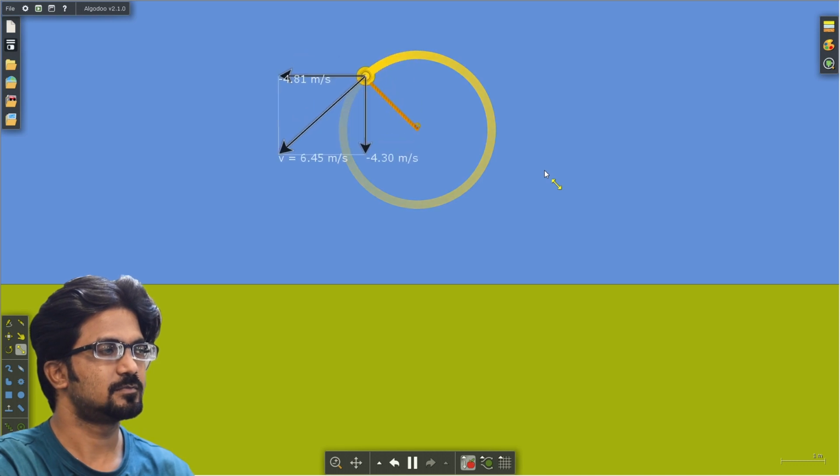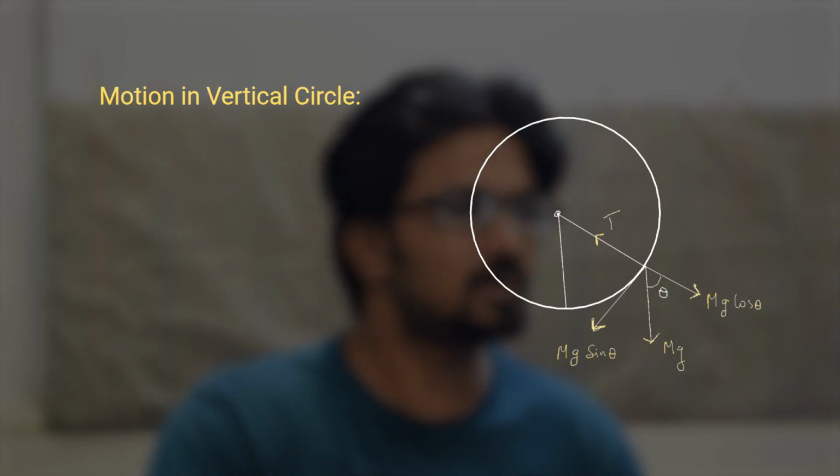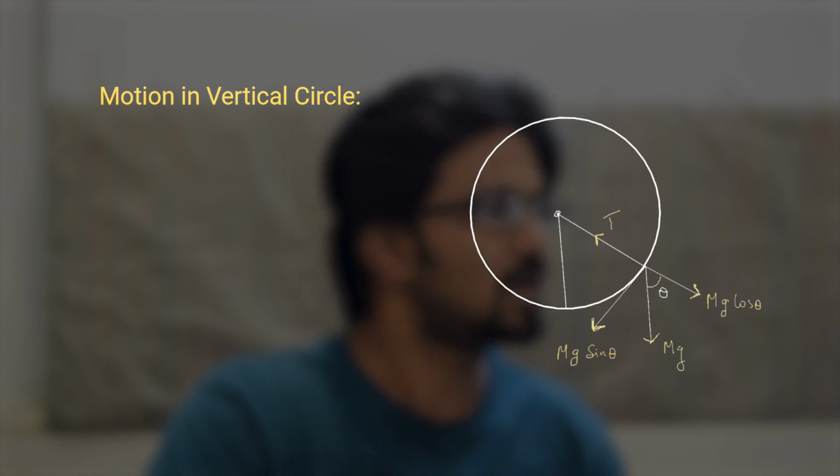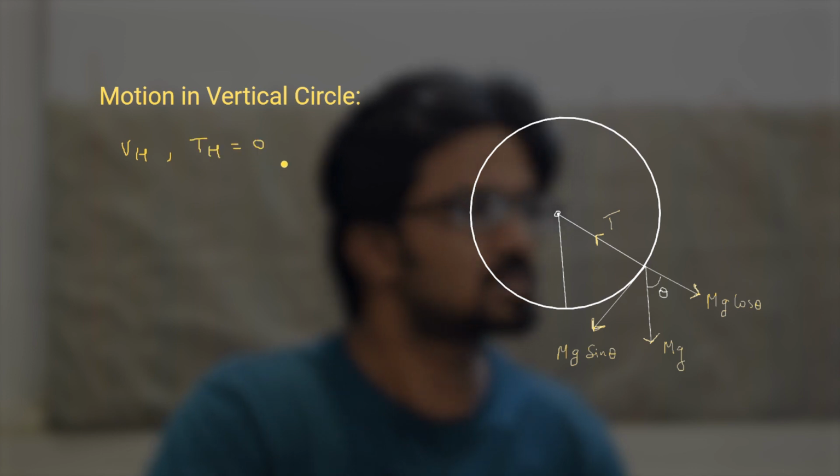So now we are going to derive the formula for motion in a vertical circle: how much the velocity is at the highest point and how much is required at the lowest point. For the highest point we take the velocity as Vh. We can take the tension at the highest point as 0, because there is nothing else acting there. The tension at the lowest point would be maximum, with the mg force acting there.